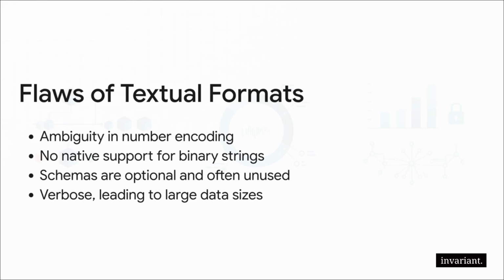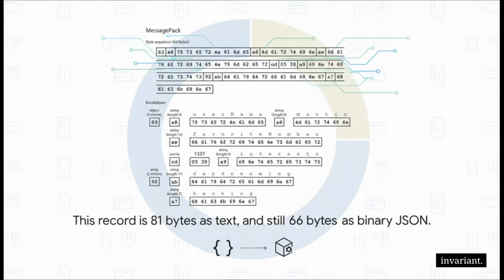But the biggest, most expensive problem is that these formats are incredibly verbose. Just look at this example record. As plain old JSON text, it's 81 bytes long. Now here's the really interesting part. Even if we use a so-called binary JSON format like MessagePack, it only shrinks down to 66 bytes. Why such a small improvement?